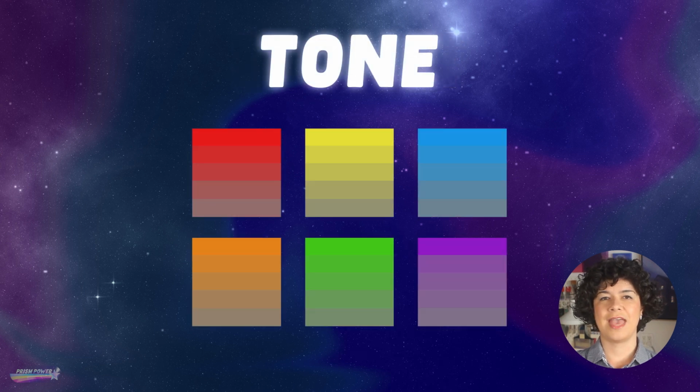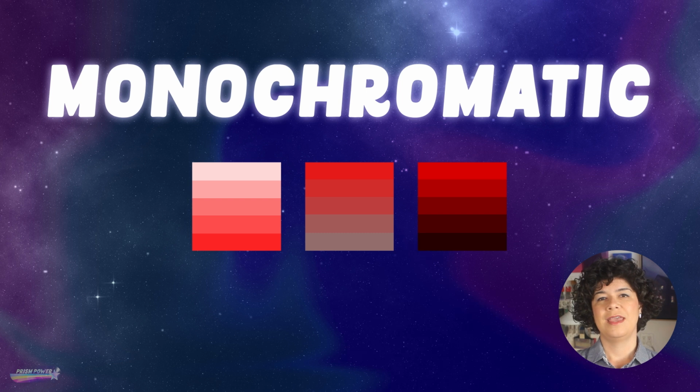Finally, there's tone, and tones are created by mixing gray with a hue. The more gray that is added to a hue, the more desaturated it gets. By the way, the resulting spectrum of tints, shades, and tones that you can create with a single hue are considered monochromatic colors. In other words, a monochromatic color scheme consists of different colors that have been derived using a single hue in combination with neutral colors.